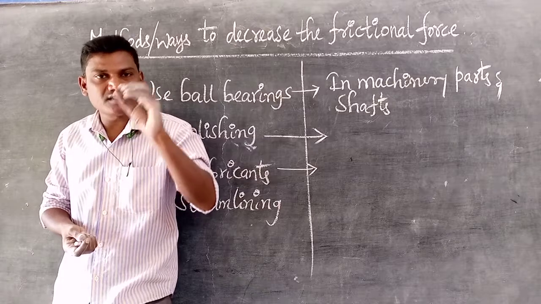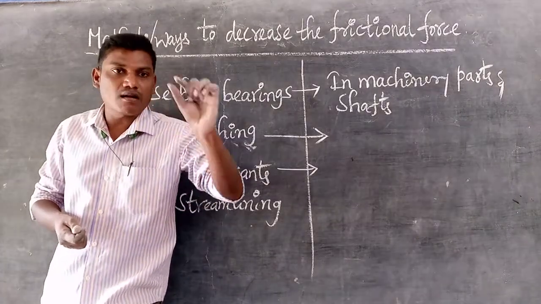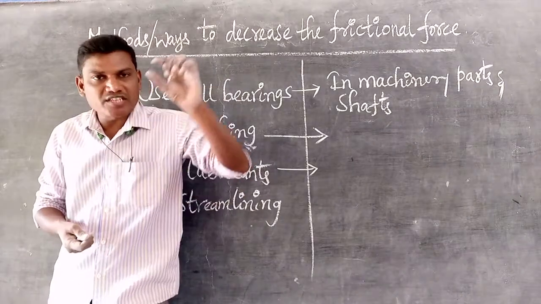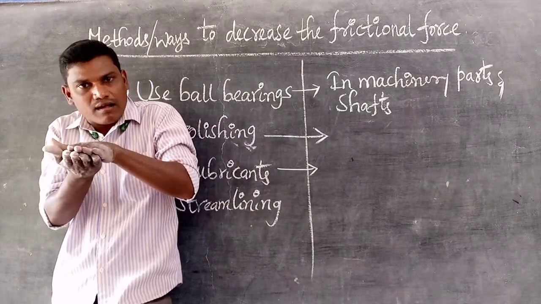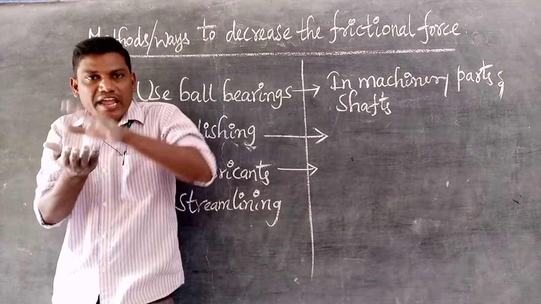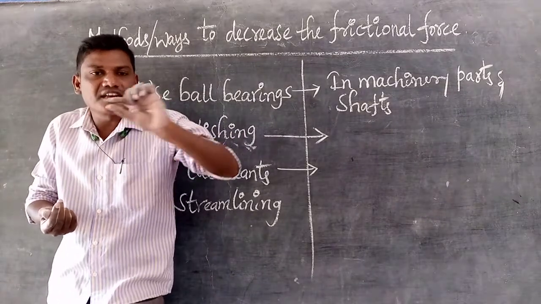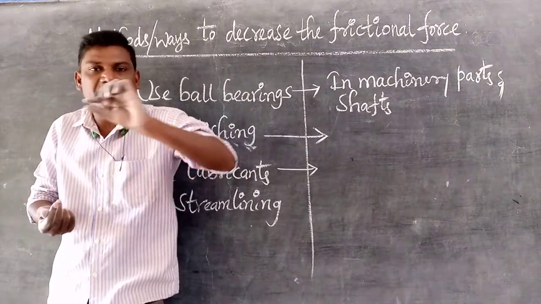So oil and greases are called lubricants. Simply listen very carefully. Oil and greases are called lubricants. These lubricants are used between the contact surface of the two parts. Then this oil or grease will fill the irregularities, which are nothing but mainly depressions.